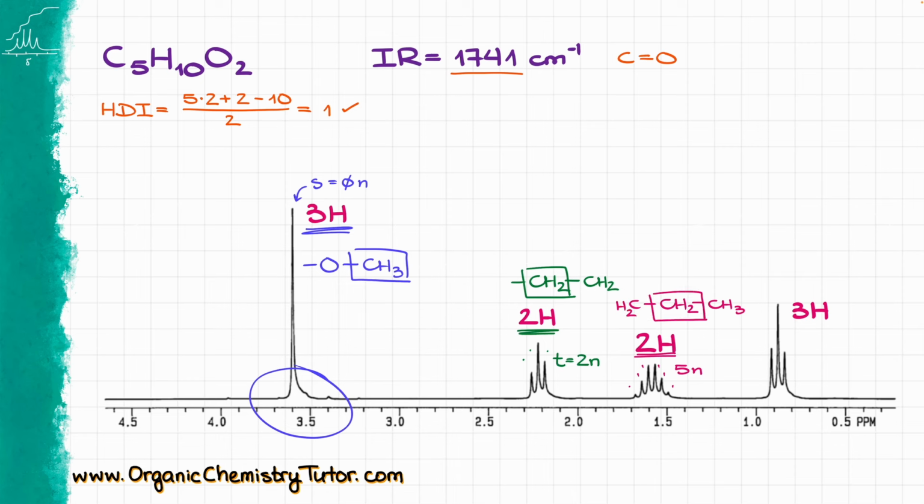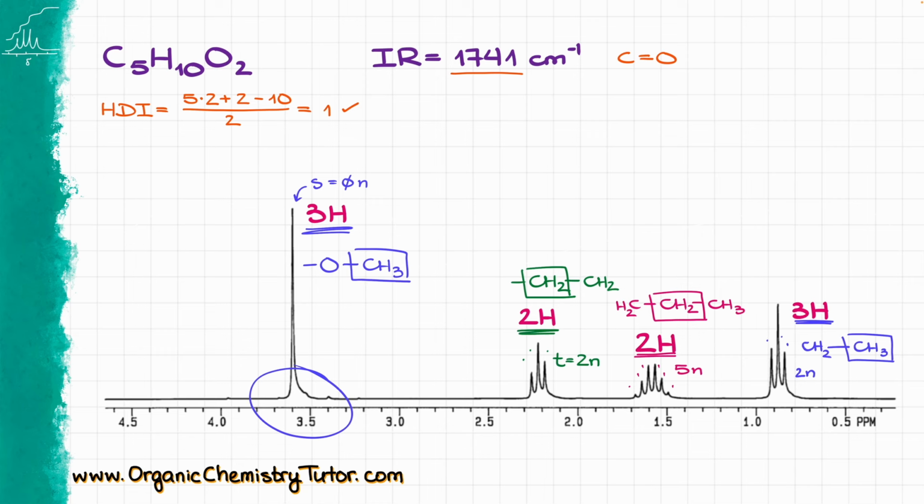And finally, we have 3 hydrogens. So those 3 hydrogens that I have on the right side over here, that is a triplet, so that is most likely going to be a CH3 group, which is connected to a CH2 because we have 2 neighbors here.